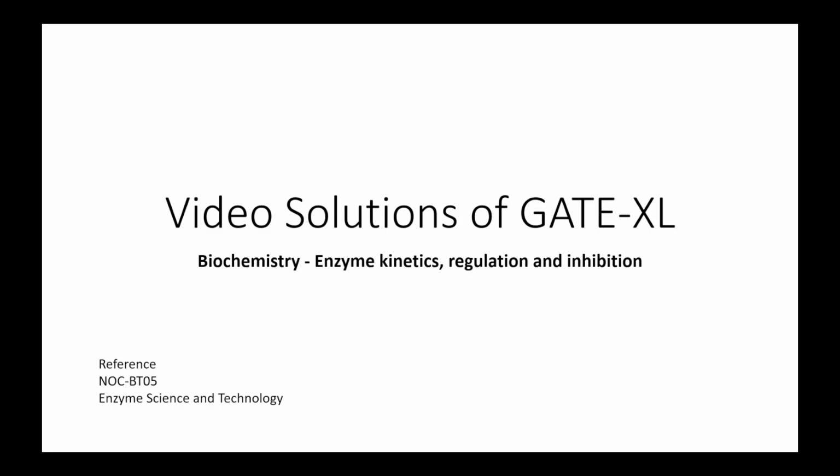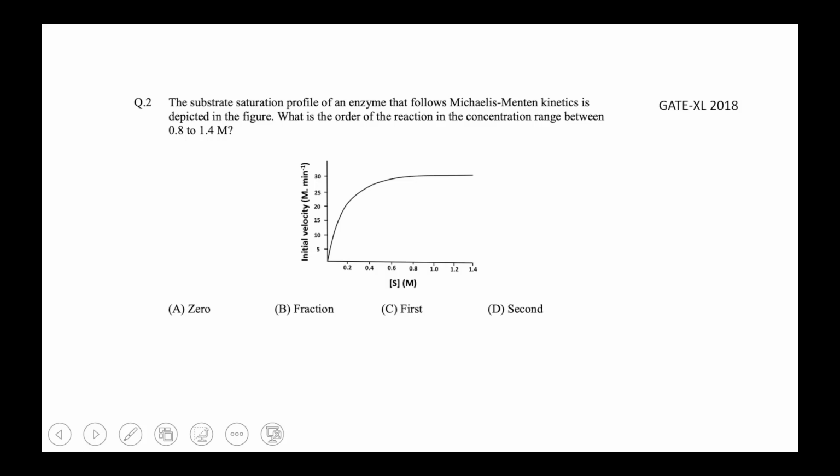Question paper. Okay, so this is our first question. Here it has been asked: the substrate saturation profile of an enzyme that follows Michaelis-Menten kinetics is depicted in this figure. What is the order of the reaction in the concentration range between 0.8 to 1.4 molar? From this point to this point, it has been asked the rate of the reaction.